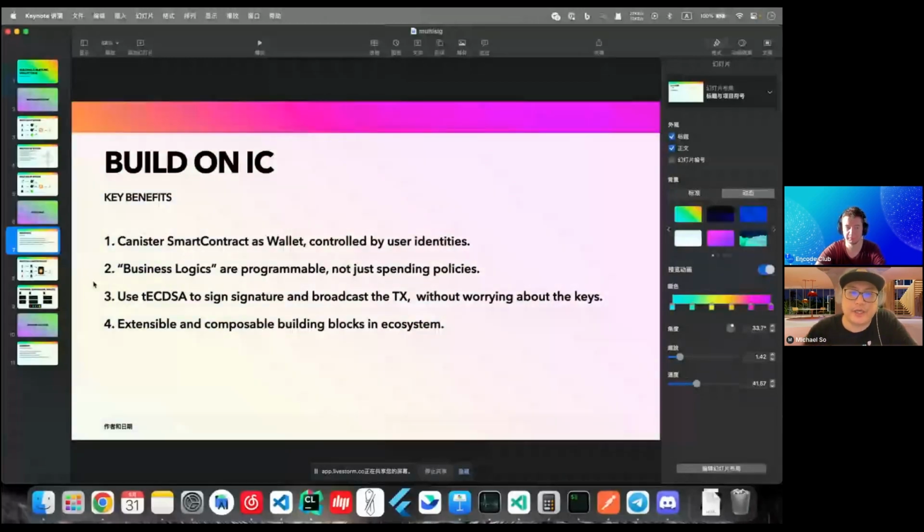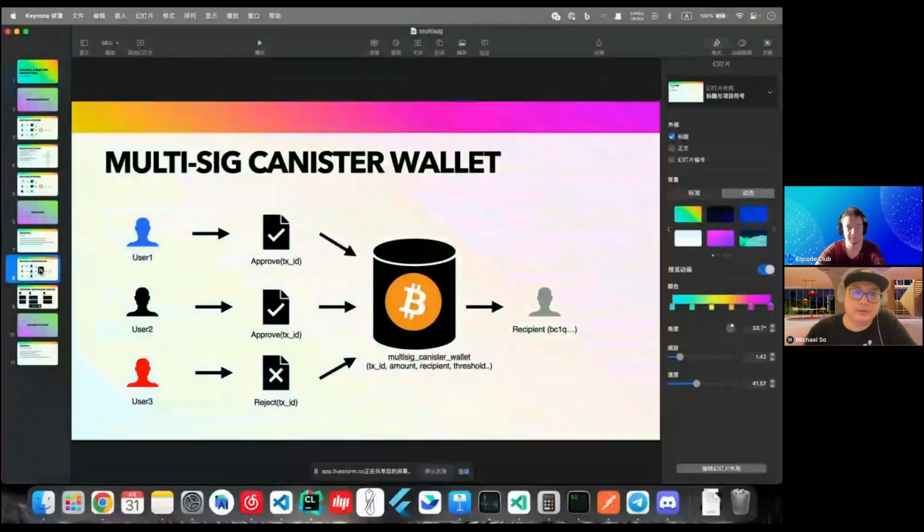Now, because we are using a Canister smart contract wallet, the models will have to change. For example, like I said before, a user can log in using their own identity, not just a wallet. So here we define user 1, user 2, user 3 as their own identities. And there's no wallet when a user approves the transaction. The transaction will be approved by the approve function. So this is only a function call, it's not a script call.